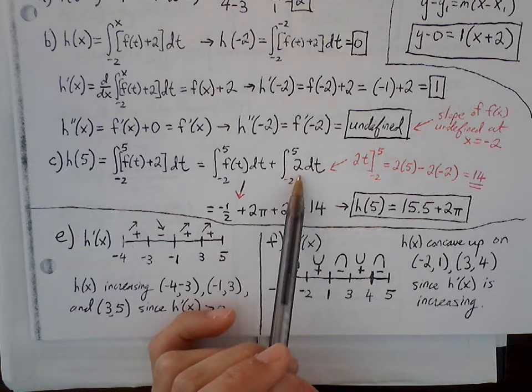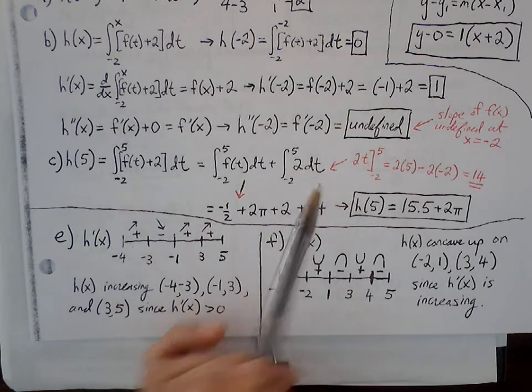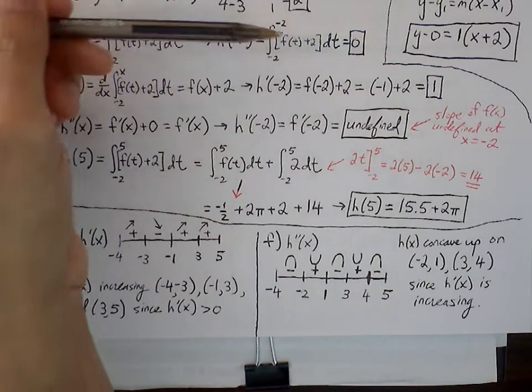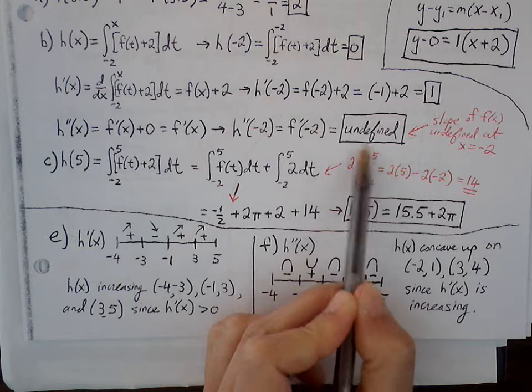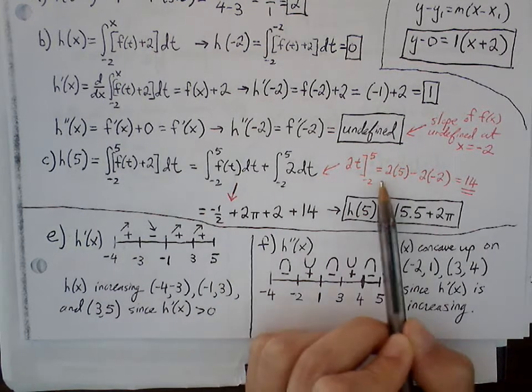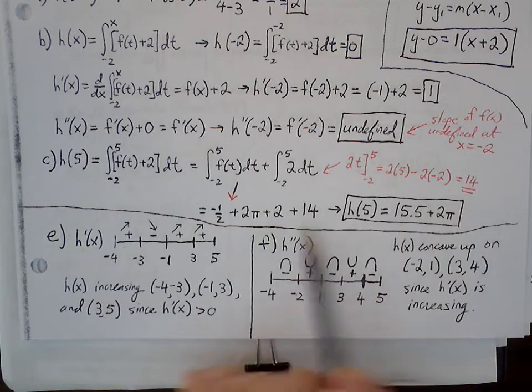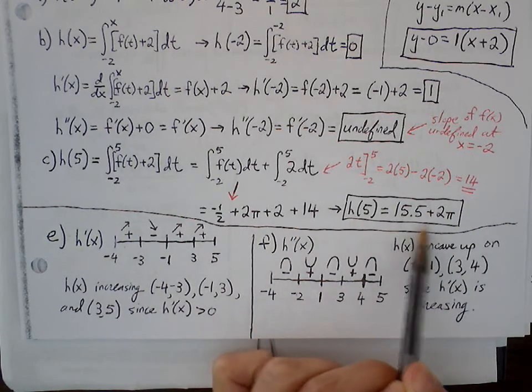And then the result of this definite integral: the integral of 2 becomes 2t, right? We do power rule. Any constant is going to go up one level to linear, and then we have our bounds ready to plug in. Plug 5 in for t, minus, then evaluate the lower bound. So we get 10 plus 4, which is 14. So we total this together, we get h of 5 equals 15.5 plus 2 pi.